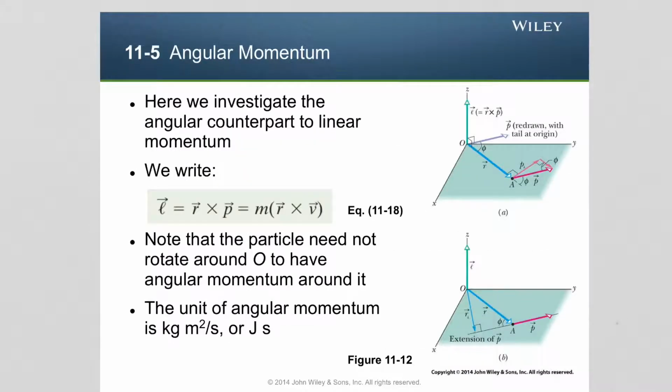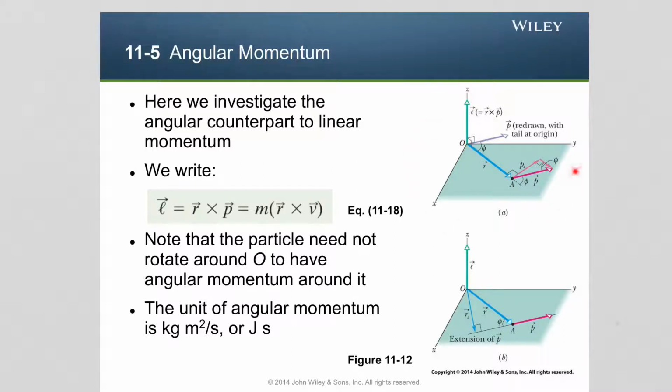So far we talked about the correspondence between various rotational variables and their linear counterparts. We've talked about the angular velocity, angular acceleration, moment of inertia, and torque. We have not talked about the counterpart to linear momentum for rotational motion. This counterpart is called angular momentum. The angular momentum is a physical quantity that only makes sense to be calculated about a fixed point in space.